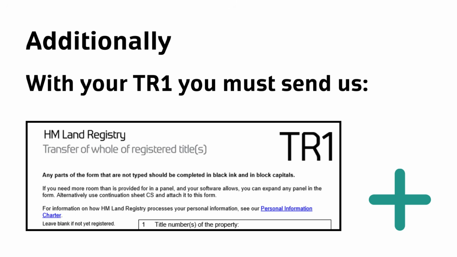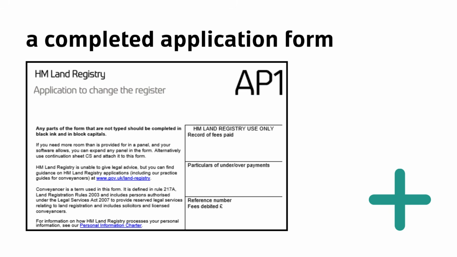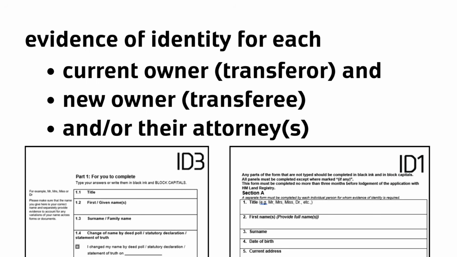Additionally, as well as your Form TR1, you will need to send us a completed application form. That's Form AP1 if the property is registered, plus evidence of identity for each and every current owner, referred to on the form as the transferor, and the new owner, referred to on the form as the transferee, and/or their attorney.